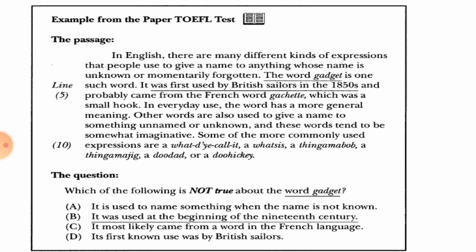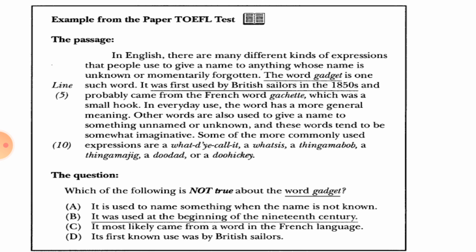The first question, which is based on what we have just read, is which of the following is not true about the word gadget? And we have 4 answers. These are: A, it is used to name something when the name is not known. B, it was used at the beginning of the 19th century. C, it most likely came from a word in the French language. D, its first known use was by British sailors.